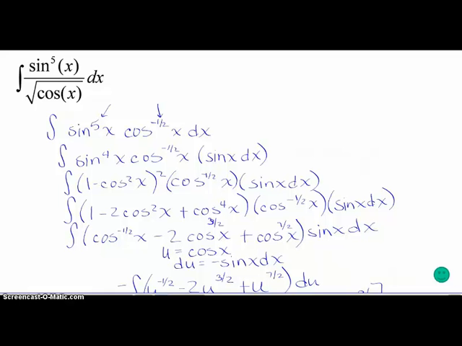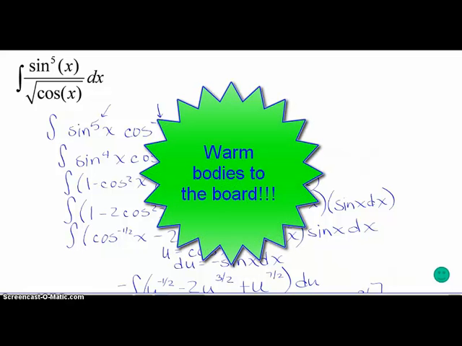So that finishes this lesson. Come to class next time. We'll work some homework problems on these techniques for trig integrals.